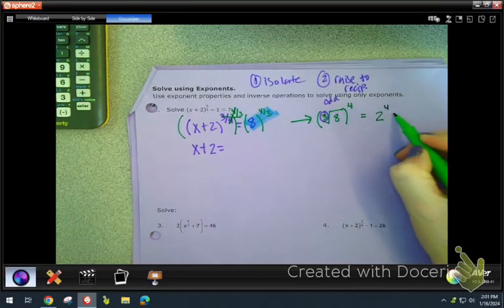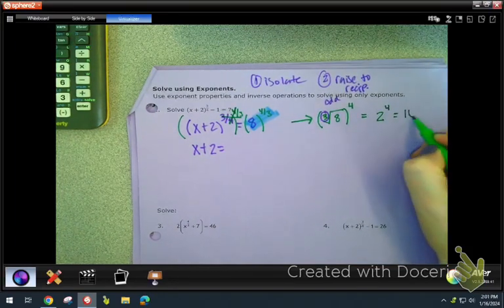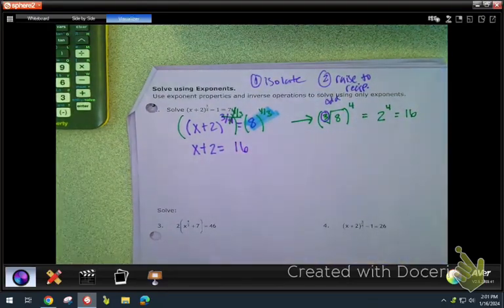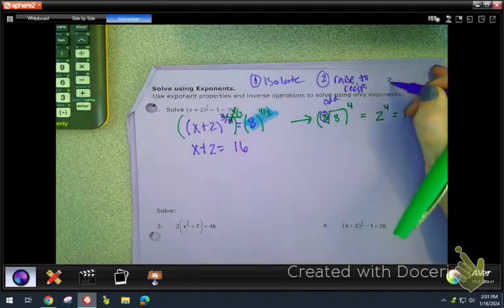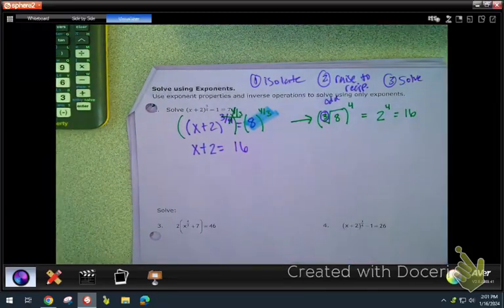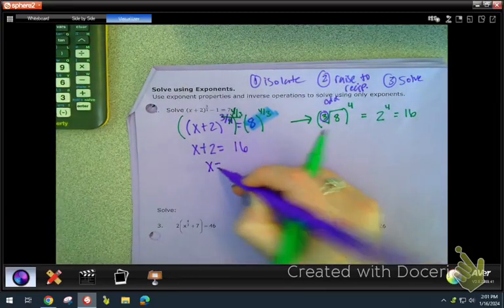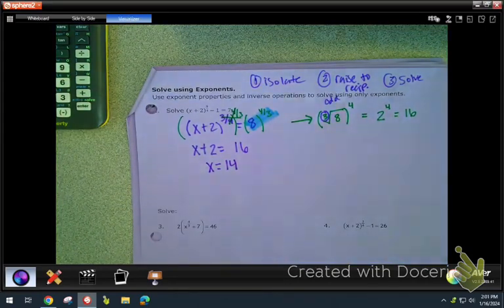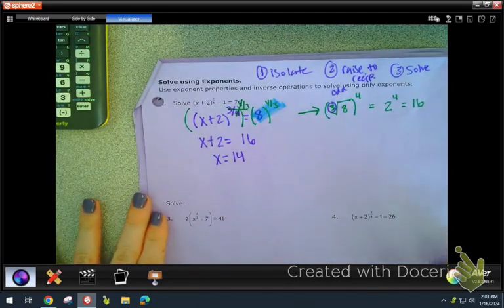2 to the 4th power is... go take that number and plug it back right there. Okay? And then we solve. Step 3 is to solve. And all you have to do is subtract. Okay?